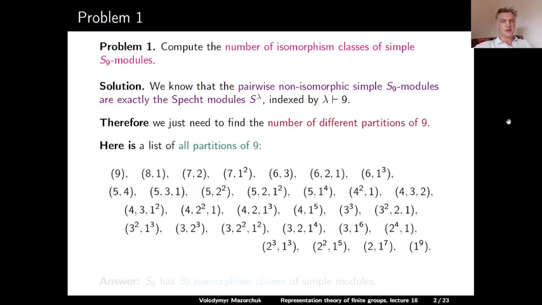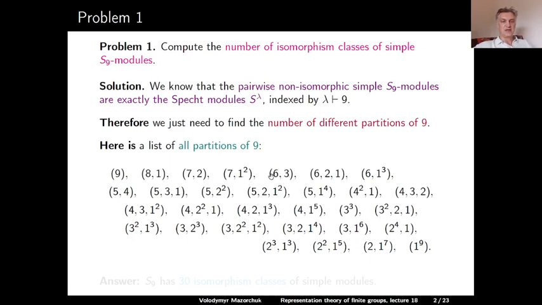And here is a list of all such partitions. So how can one construct this list? We start with the partition 9 of 9. It has maximal part 9. Then let us list all partitions which have maximal part 8. There is only one, 8 and 1. There are two partitions with maximal part 7: 7, 2 and 7, 1, 1.